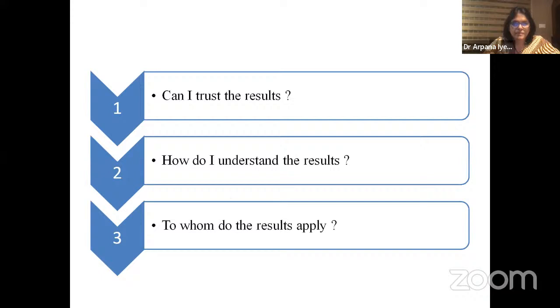So this is a blueprint through which we have to read the results of the RCT and understand better before translating into clinical practice. The first question I want to ask myself after reading the RCT is, can I trust the results? Second is, how do I understand the results? And third question is, to whom do the results actually apply?